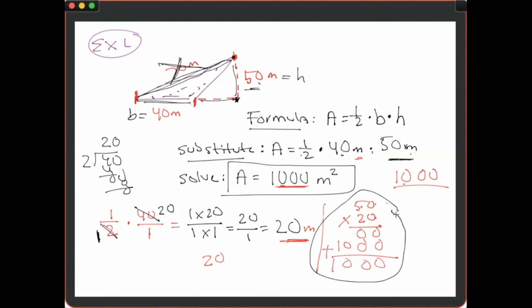But if you want to take the short way, you can always go 5 times 2 is 10, right? And then you count the zeros. How many zeros are after the unit? 1, 2. So that's how you get the 1,000 by just looking at it. Some of you guys are like, mental math. Yeah, this is mental math. But you never fail doing the calculation. So that's your example 2.